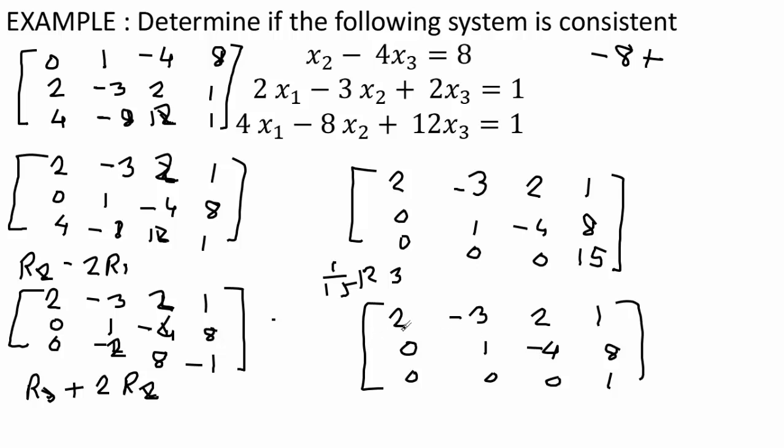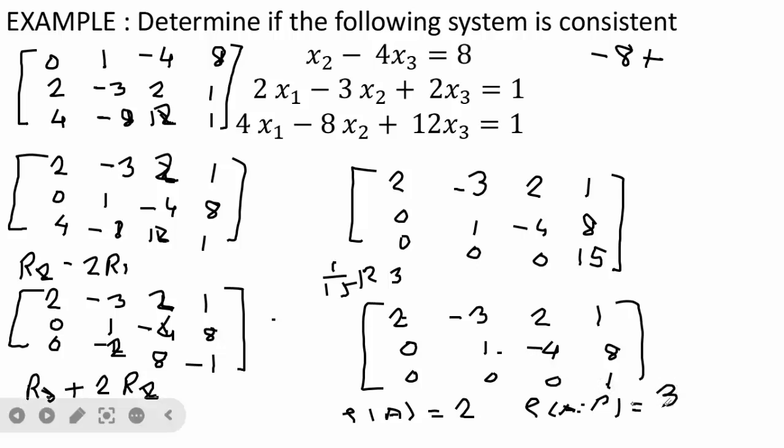What is the rank of A? Rank of A is 2, because rank A is nothing but the first three columns. And what is the rank of the whole matrix, A augmented B? There are three leading elements, 1, 2, and 3. Therefore, rank of augmented AB is 3.